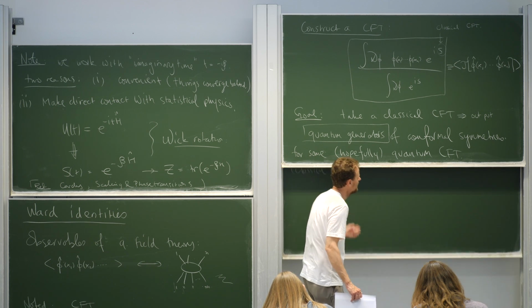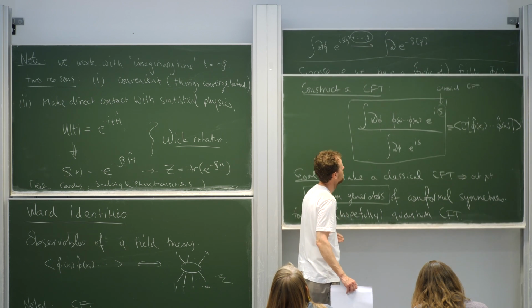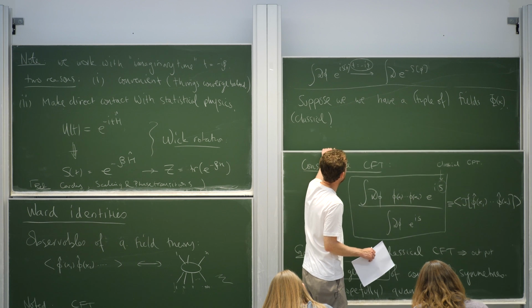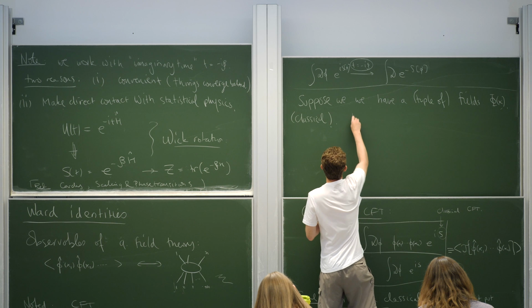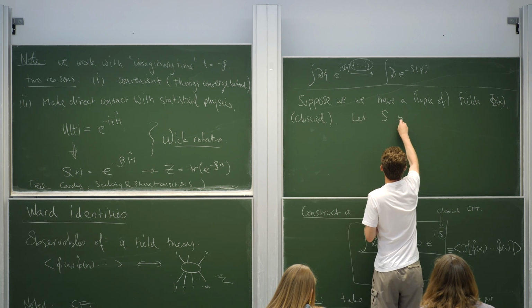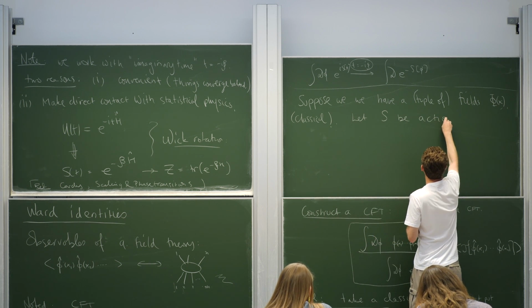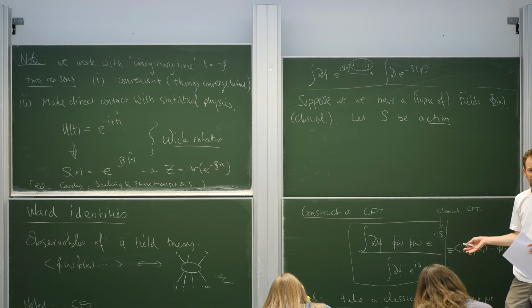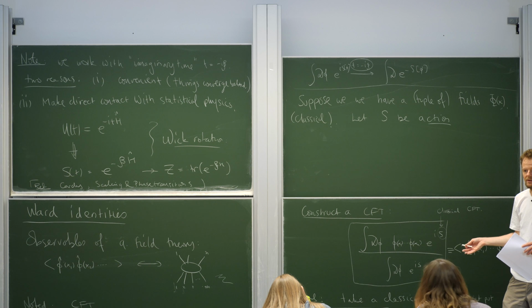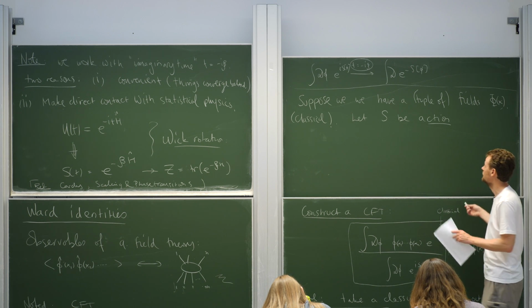Then the path integral prescription says if you have an action for these fields, so that's the action for these fields, the path integral prescription gives us a way to invent correlation functions for quantum versions of these fields.